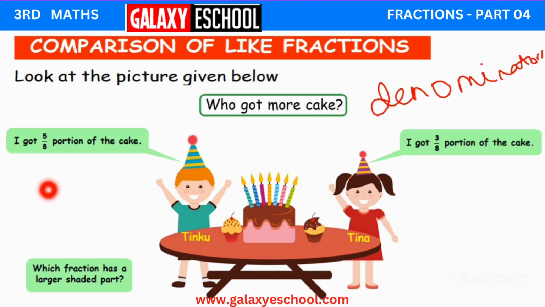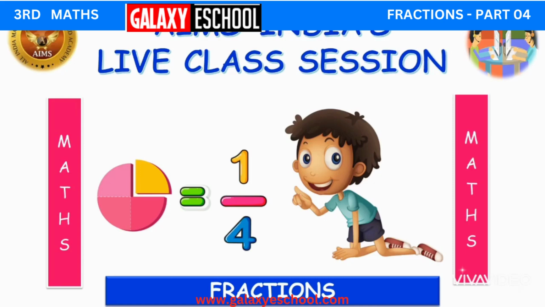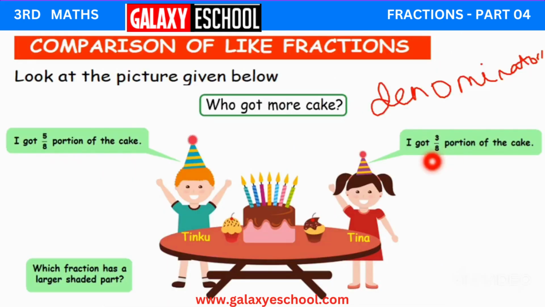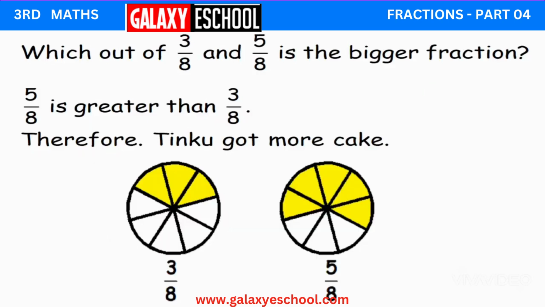Who got more cake? Now this boy Tinku is saying that I got 5 by 8 portion of the cake, and the girl Tina is saying that I got 3 by 8 portion of the cake. Now we have to tell which fraction has a larger shaded part. From these two fractions, that is 5 by 8 and 3 by 8, we have to say who has got more cake. 5 by 8 is greater than 3 by 8. Therefore, Tinku got more cake.